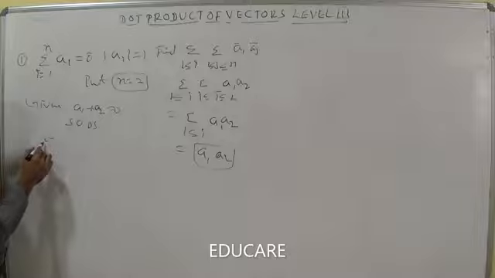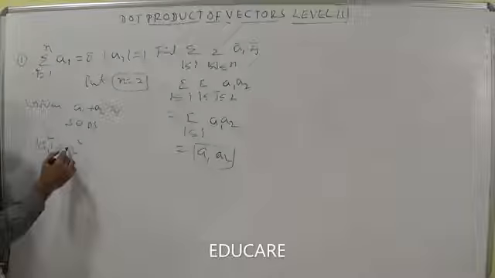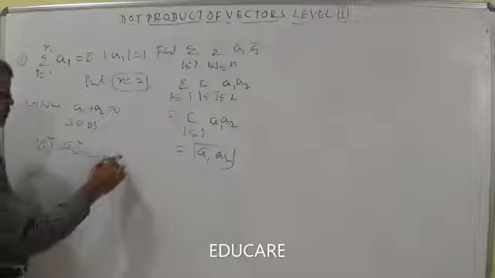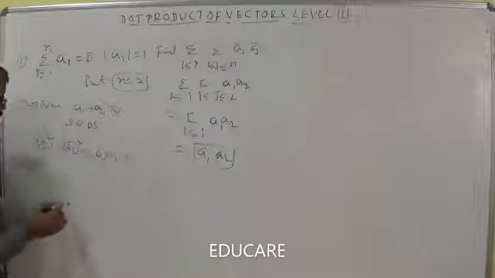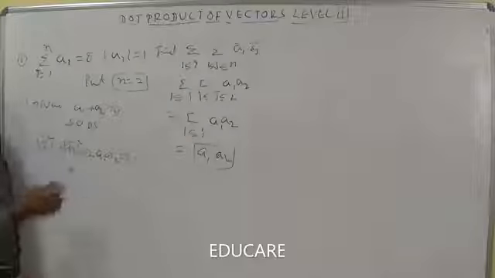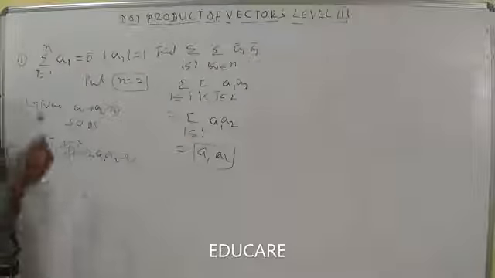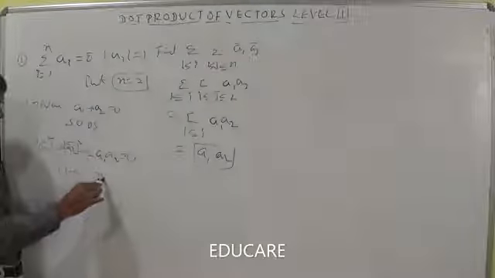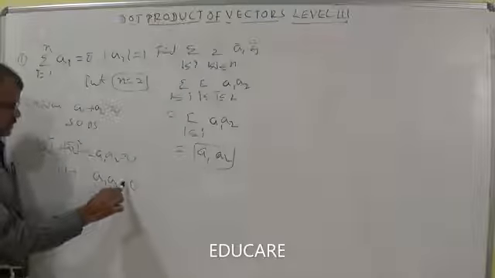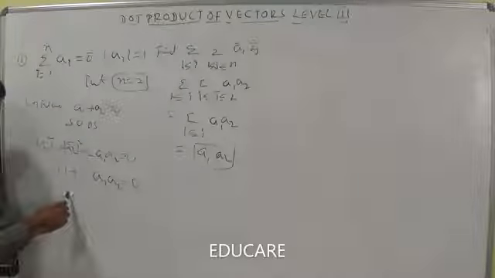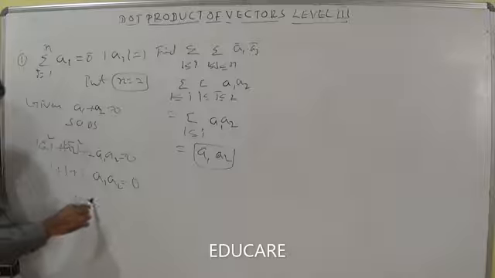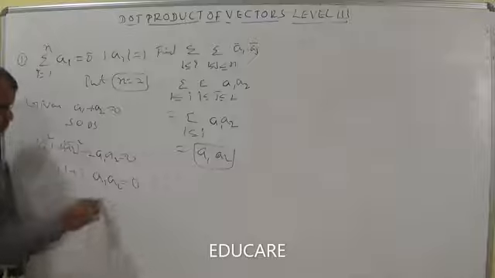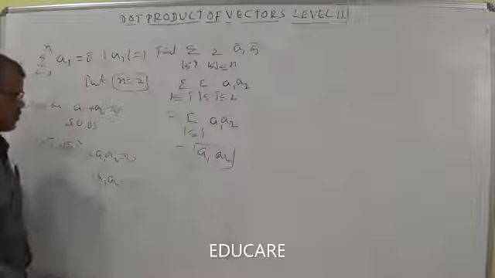Squaring on both sides, we get a1 square plus a2 square plus 2 a1 a2 equal to 0. Here mod a1 equal to 1, mod a2 equal to 1, all are unit vectors. So 1 plus 1 plus 2 a1 a2 you write simply. Taking these two to this side, 2 a1 a2 is equal to minus 2, then a1 a2 equal to minus 1. So the value is minus 1.